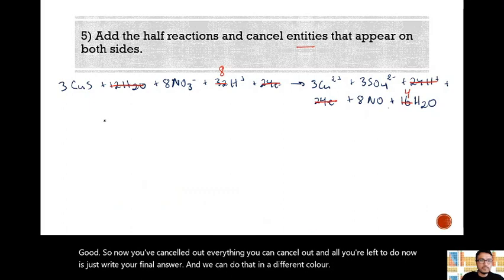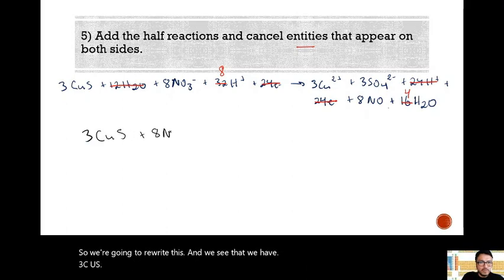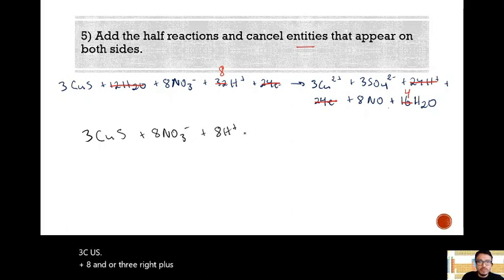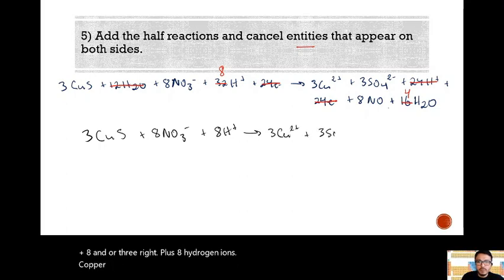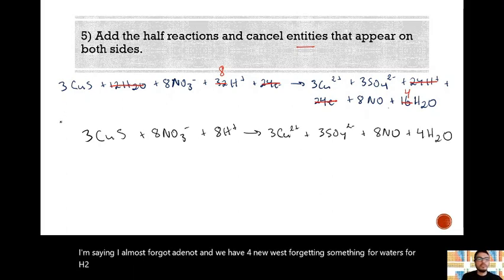Okay, so we're going to rewrite this, and we see that we have 3 CuS plus 8 NO3, right, plus 8 hydrogen ions, right, 3 copper ions, 3 sulfate ions, and 8 NO. Oh, I almost forgot 8 NO, and we have 4, I knew I was forgetting something, 4 waters, 4 H2O. Good, so this is our final answer.